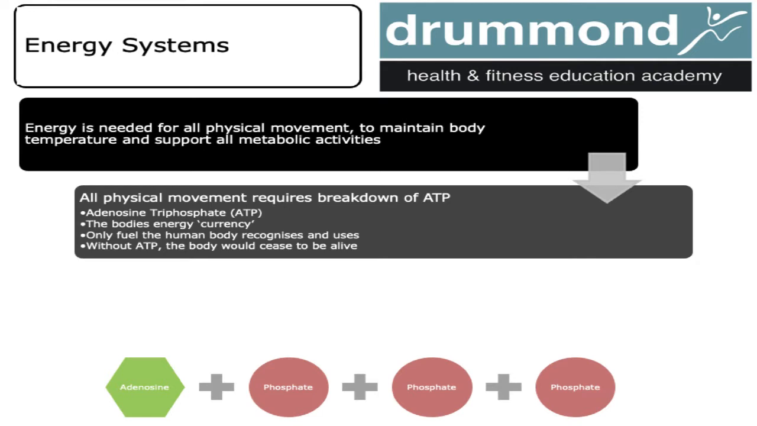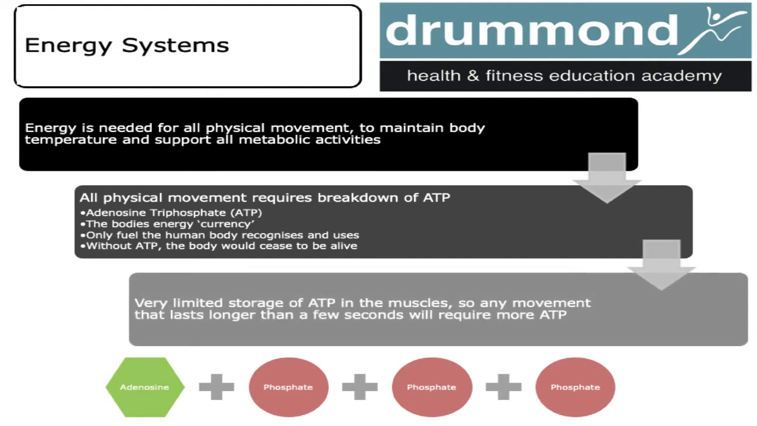Food and drinks we ingest provide us with energy, such as carbohydrates, fat, and protein, with which to rebuild our very limited stores of ATP when they've been used up. We have a very limited storage of ATP in the muscles, so any movement that lasts longer than just a few seconds will require more ATP to be generated.